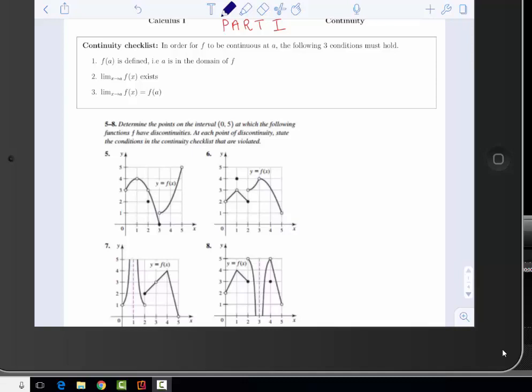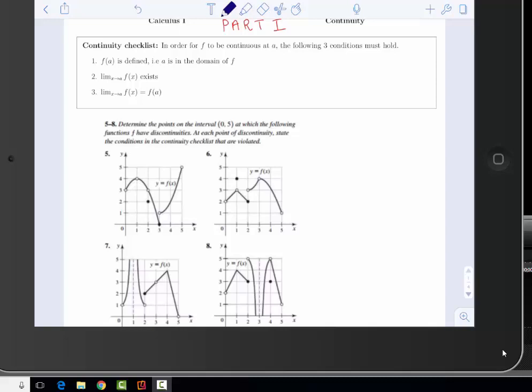We say that in order for a function to be continuous at a point a, the 3 conditions need to be satisfied, and all 3 must be true. First of all, f of a has to be defined at that point, or in other words, a is in the domain of the function. Then the limit of the function exists as x goes to that fixed point a. And not only does it exist, it also has to be equal to the value of the function at that point. So if any of these conditions are not satisfied, then we say the function is discontinuous at that point.